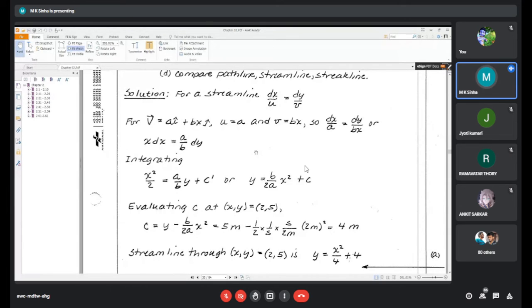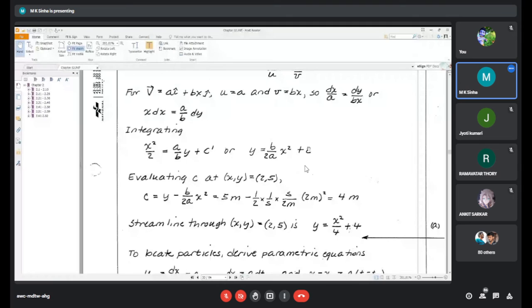And for the given coordinates x and y, 2, you can find the constant from the integration, c, which comes out as 4. So for the streamline passing through the point 2, 5, we got the constant, so y equals x squared divided by 4 plus 4. This is the first part.